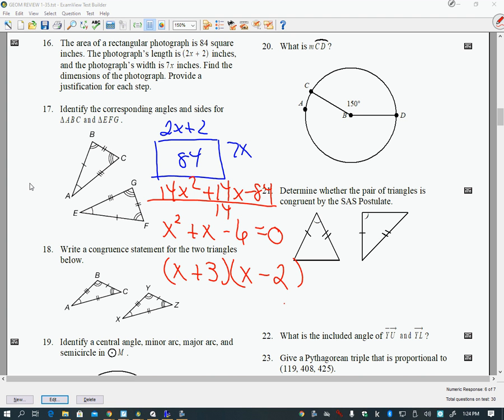Final part of this, how do I solve for x? Set the individual factors equal to 0, so x plus 3 equals 0, x minus 2 equals 0. What does x equal? -3, or, what do I do over here with the x minus 2 equals 0? Add 2. Okay, so x equals -3 or 2. All right. Can it be both of those things?